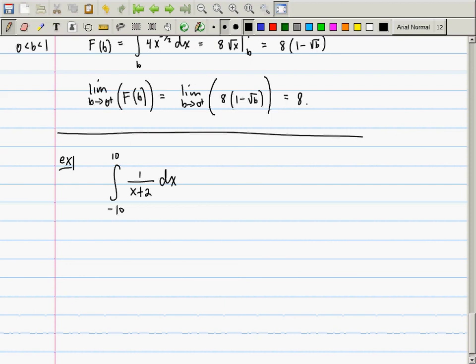Okay, and if you just do this carelessly, you're just totally wrong. So why is this integral improper, by the way? Yeah, at negative 2 there's an asymptote. If you don't handle that asymptote properly, then you will determine that the answer is 0, which is absurd. This integral diverges quickly. Okay?